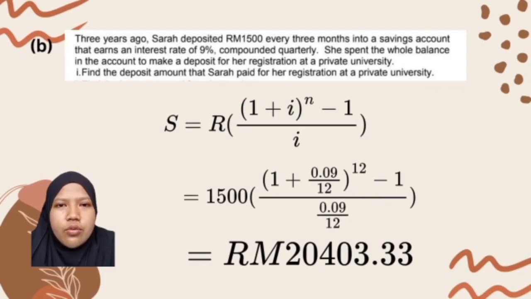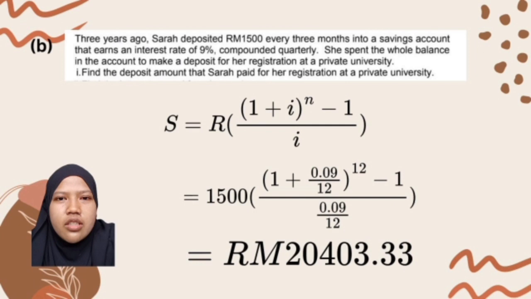Let's move to the next question. 3 years ago, Sarah deposited RM1,500 every 3 months into a savings account that earns an interest rate of 9% compounded quarterly. She spent the whole balance in the account to make a deposit for her registration at a private university. First question, find the deposit amount that Sarah paid for her registration at a private university.